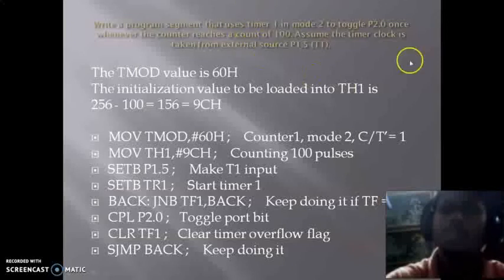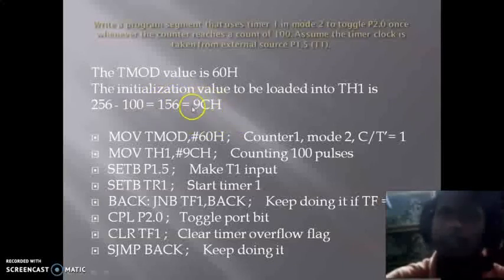Now we use this timer as timer 1 in mode 2. So we have to set it by writing the data into TMOD. Here, if you write 60H into the TMOD register, then that will assign timer 1 as well as mode 2. Now 100 counts we have to count, so the initialization value to be loaded into TH1 is 256 minus 100, which is equal to 156. If you convert it into hexadecimal form, that is 9CH.